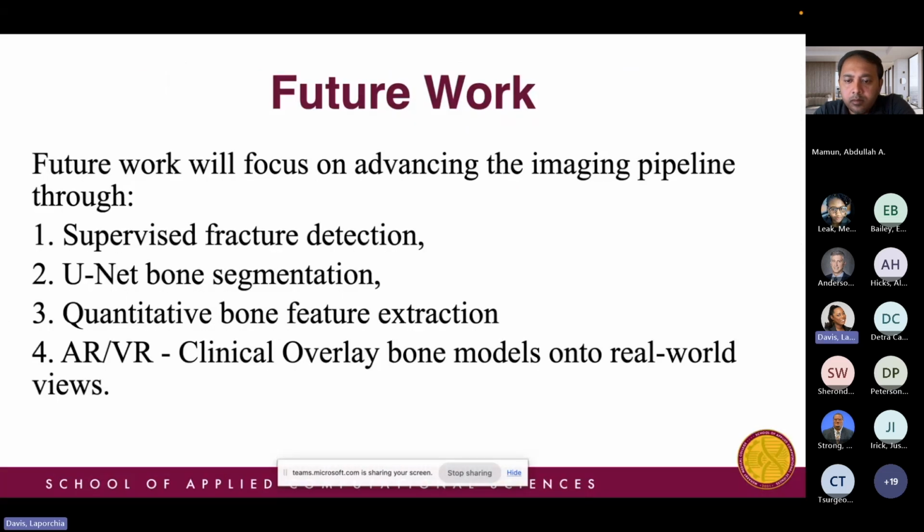For future work, I definitely see myself diving more into supervised fracture detection using UNet segmentations, and also quantitative feature extraction, in addition to AR/VR applications, so I can actually see the clinical views of a bone. I'm excited to get the steps moving forward with this future research.